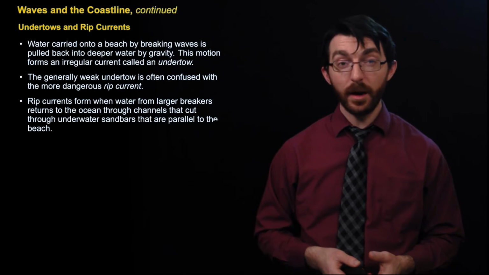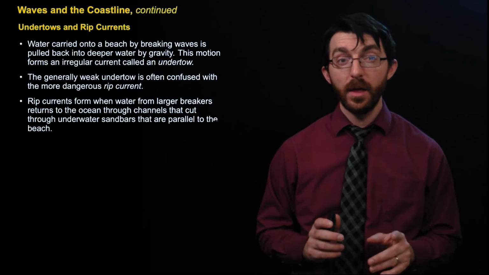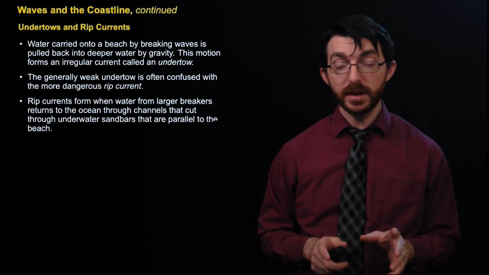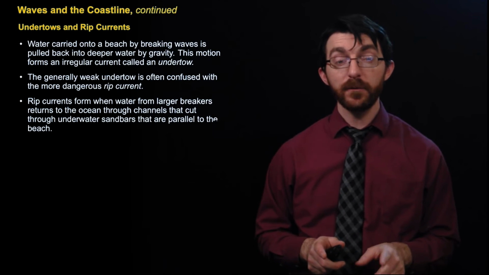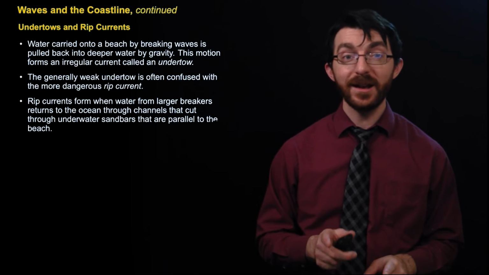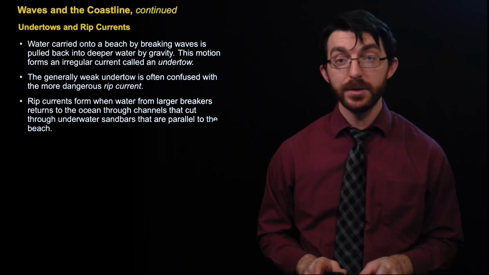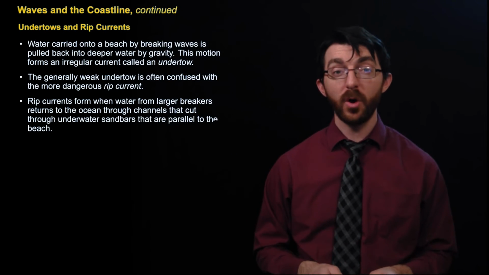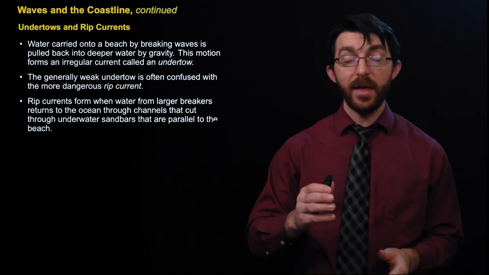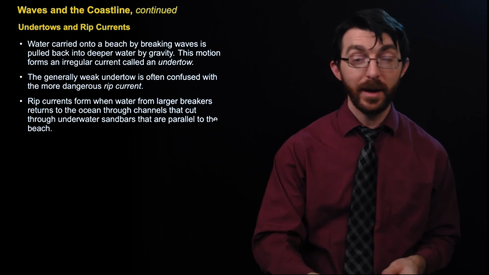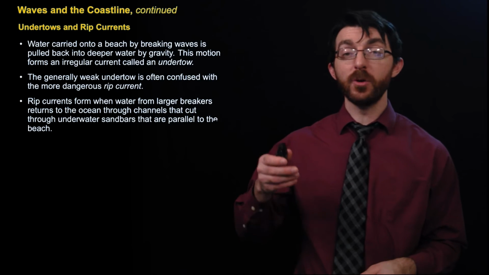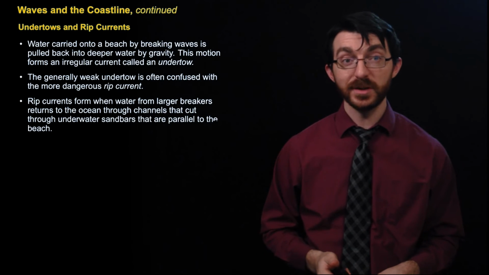The generally weak undertow is often confused with the more dangerous rip current. So a rip current is not exactly an undertow. It forms when water from larger breakers returns to the ocean through channels that cut through underwater sandbars that are parallel to the beach. Okay, so it is a more extreme version of a similar phenomenon. It's a larger breaker that is returning to the ocean through a channel. It's not just the wave collapsing back into the ocean. It's a larger wave that returns through a channel, and those are more dangerous.